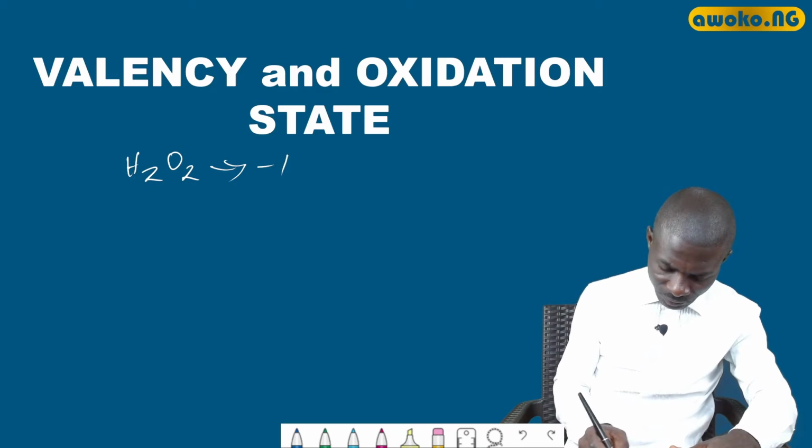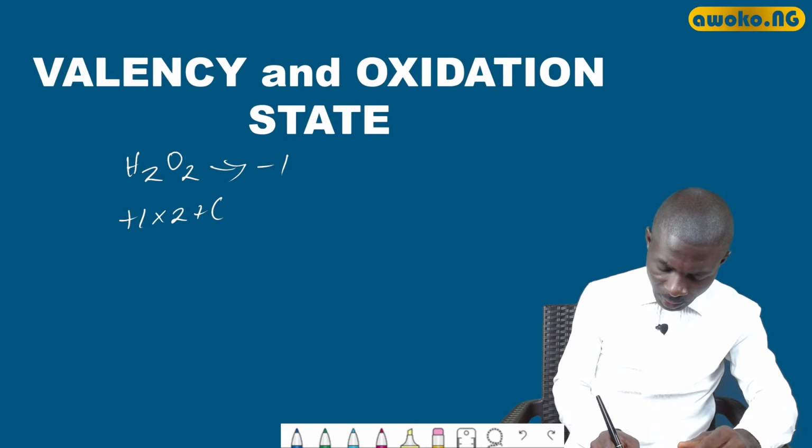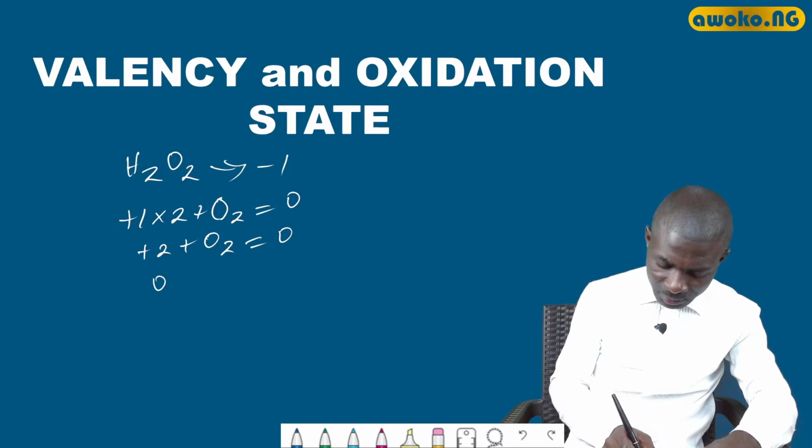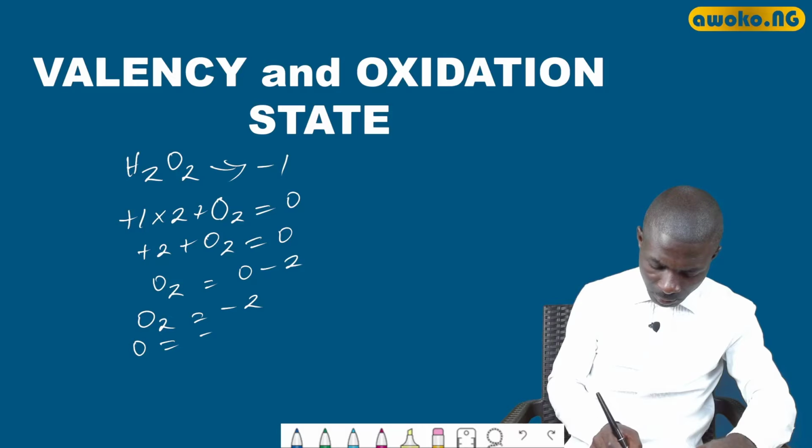So if I have, for example, H2O2, where the oxidation state of hydrogen is +1, then +1 multiplied by 2 plus O2 is equal to 0. +1 multiplied by 2 will give me +2, plus O2 equal to 0. Collecting like terms, I have O2 is equal to 0 minus 2, so O2 is equal to -2. Dividing both sides by 2 gives oxygen as -2 divided by 2. So the oxidation state here is -1.